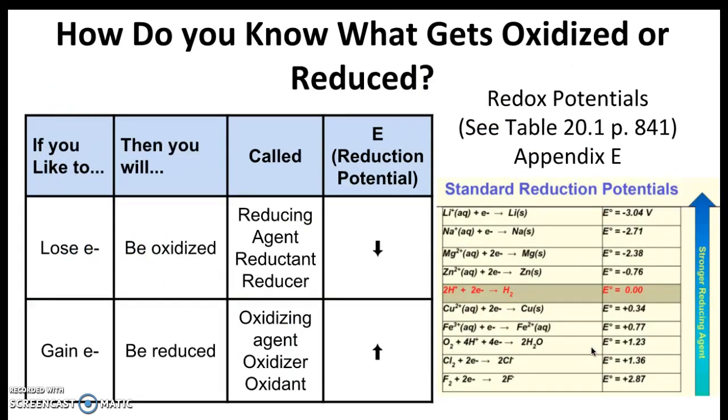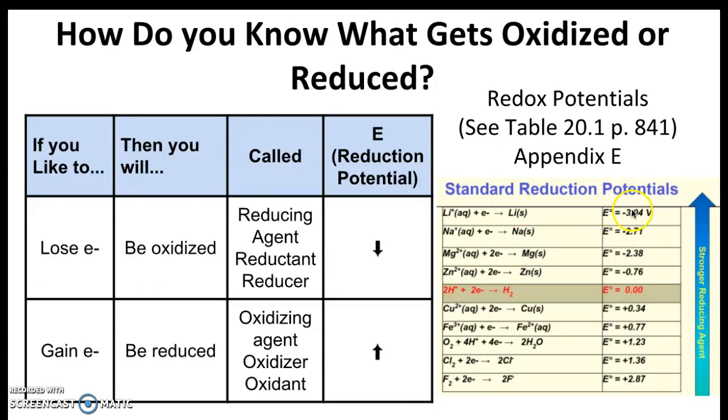So in order to answer that question, we use a tool which is called the standard reduction potentials chart. Basically, it lists a bunch of half reactions. You can see all these half reactions here. And for each half reaction, it gives you the potential for that half reaction to undergo reduction. So if you look here, we have lithium ion adding 1 electron to go to neutral lithium. Well, what is the potential for that to happen?